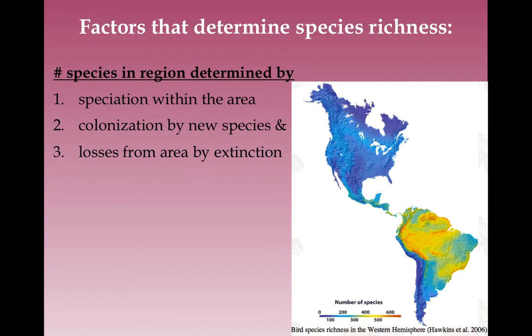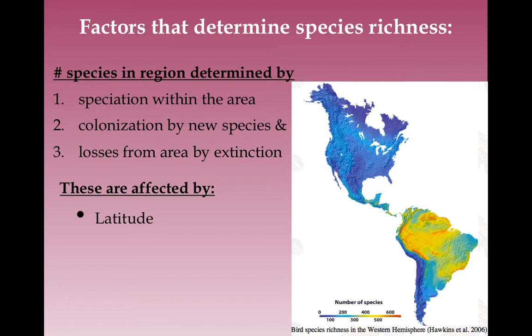So the creation of species in the area, the colonization of new species, and then the losses from the area by extinction. Kind of surprised that it doesn't actually say the loss of species from the area by kind of the opposite of colonization, or emigration. That obviously could take place, but once a species is in an area, it's probably pretty unlikely that it would be completely gone through emigration. So those are the three things that kind of determine the number of species in the area. And then what actually determines those three factors?